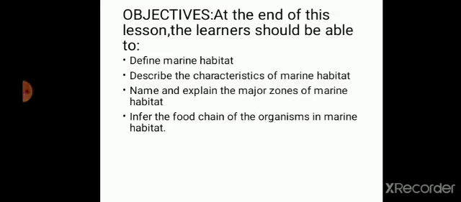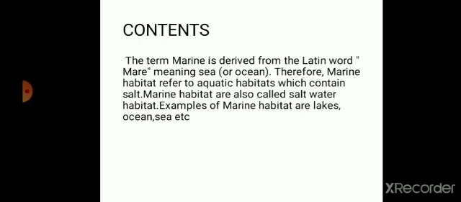At the end of this lesson, you should be able to define marine habitat. You should also be able to describe the characteristics of marine habitats. You should be able to name and explain the major zones of marine habitat, as well as infer the food chain of the organisms in marine habitats. Let us look at the contents of the lesson.